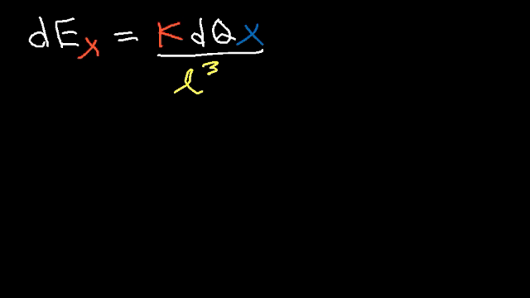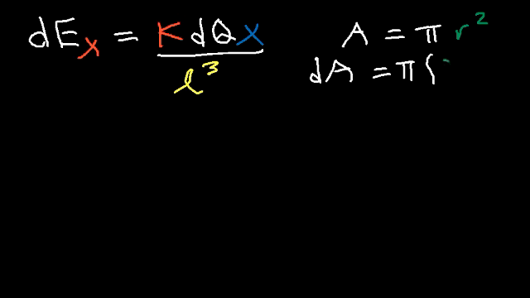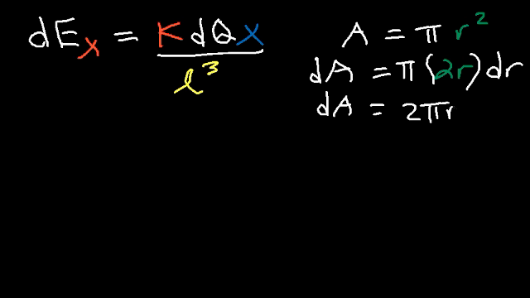Now for the circle that we have, the area is equal to pi r squared. This is the area of any circle. So if we differentiate both sides, the differential of A is dA. The derivative of r squared is 2r times dr. So we can say that dA is equal to 2 pi r times dr. So it's equal to the circumference, 2 pi r, times the width between the large circle and the smallest circle.